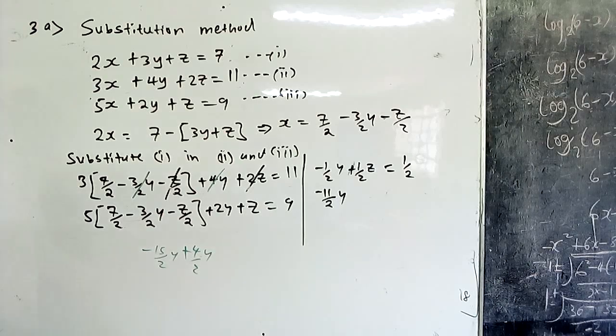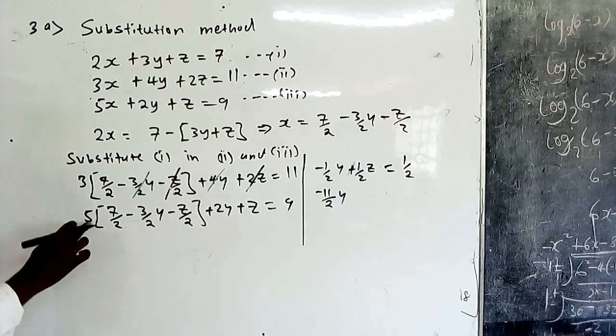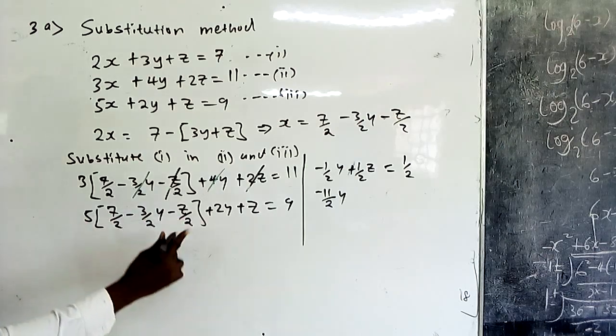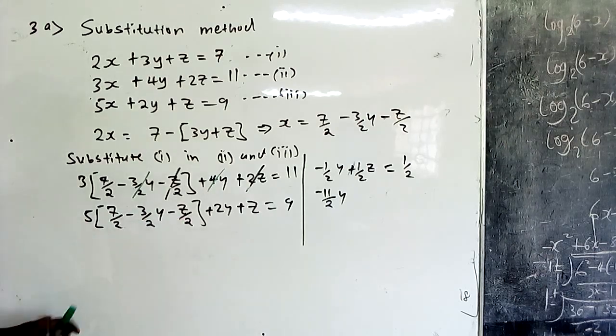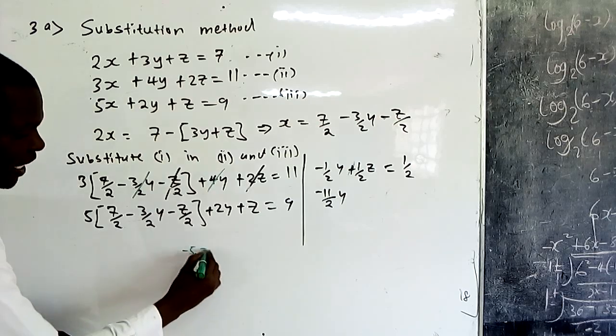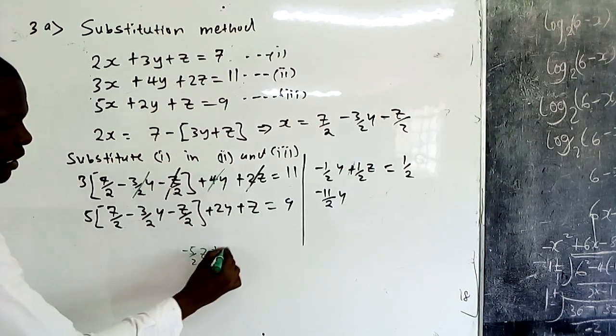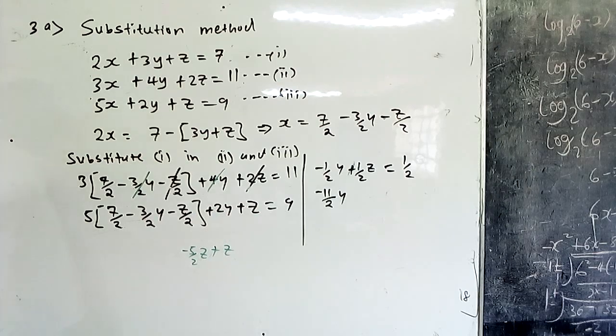Are we together there? Then you move to z, isn't it? So you have 5 times negative 1 over 2z, you get negative 5 over 2z, plus this z here, isn't it? So negative 5 over 2z plus z, what do you have?